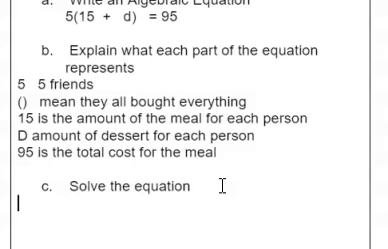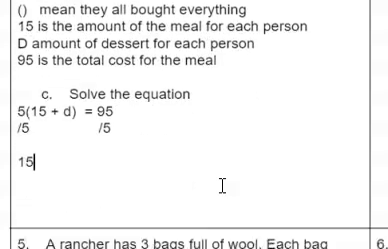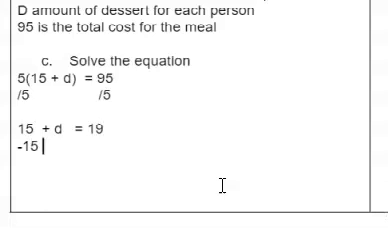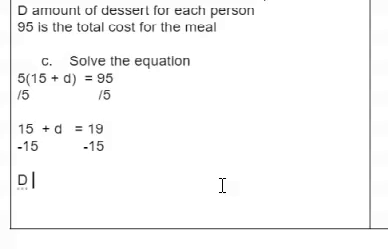There's multiple ways to solve a parentheses problem like this. I'm going to do it 2 ways for you. You can choose your favorite way. One way is to divide both sides by 5 first. And 95 divided by 5 is 19. So then we have 15 plus D is 19. Then I minus the 15 here, minus the 15 here, and I'm left with D equals 4. That is a great way to do it.